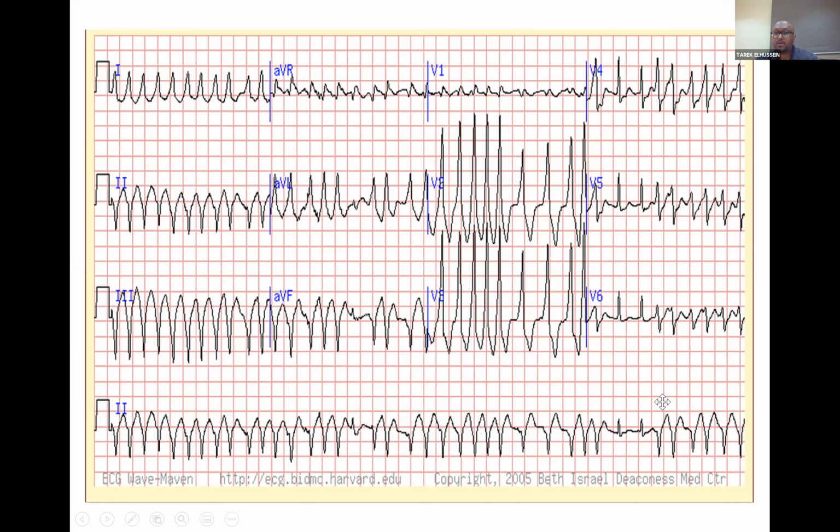So in WPW atrial fibrillation, it is normal to see some capture beats, but you will never see a fusion beat, because here you don't have a rhythm that is coming from the atrium. So you may see a capture beat, but a fusion beat physiologically cannot happen in this type of arrhythmia.